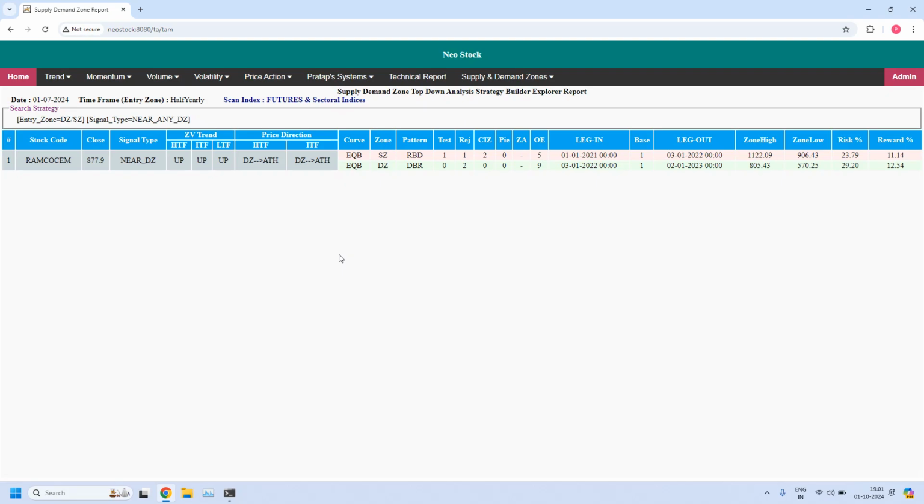In case you don't know how to understand this report, I request you complete the training lesson 21.1. That is part 1 of lesson 21. There I have explained each and every column, their values, abbreviations, everything in detail. Even how we can take the leg in and leg out timestamps and base candle count, and how we can draw the zones in TradingView, I explained.